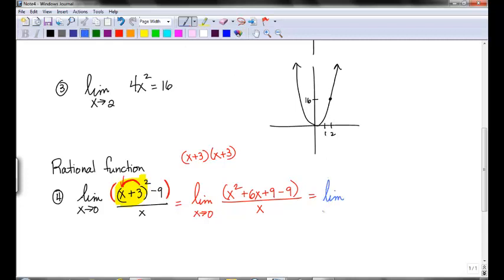As x approaches 0, in algebra 2, you should have done it by synthetic. Synthetic is much easier. You'd have x squared plus 6x, and it's all over x. Now, what can I factor out on top? An x. So I still need the limit as x approaches 0.